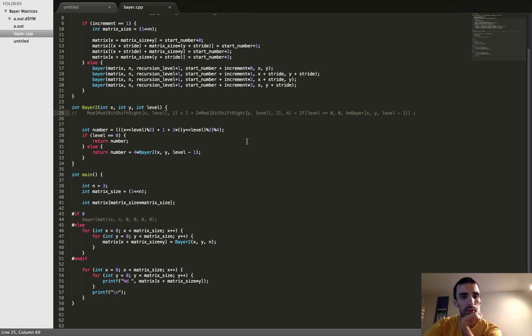Did I get it wrong somehow? This doesn't look like it does anything. Y left shift by 2, and then mod it with 2, and then multiply by... oh, yeah. No, I put this in the wrong place. Yeah, it should be like that. Oops.